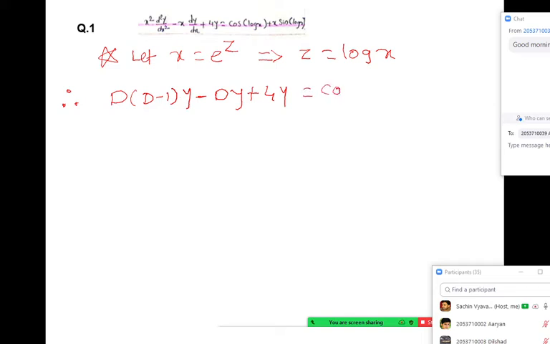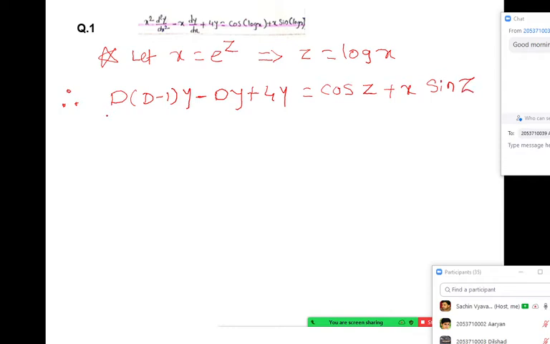Cos of, what is this? Cos of z only now. Remember, we are converting the differential equation from variable x to the variable z. So cos z plus x sin z on the RHS.